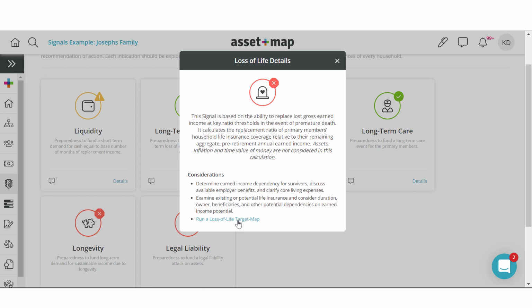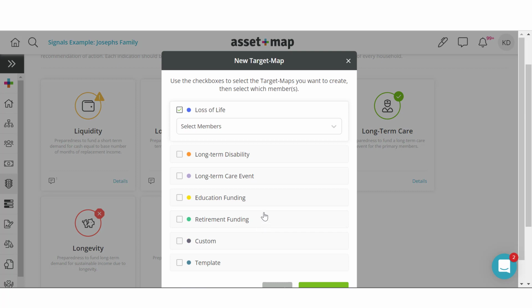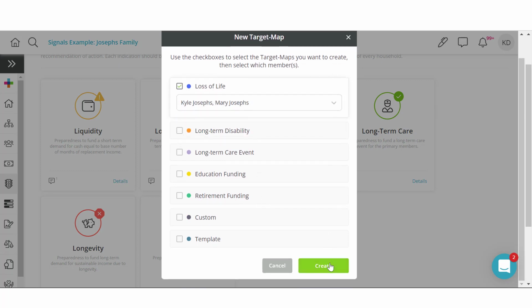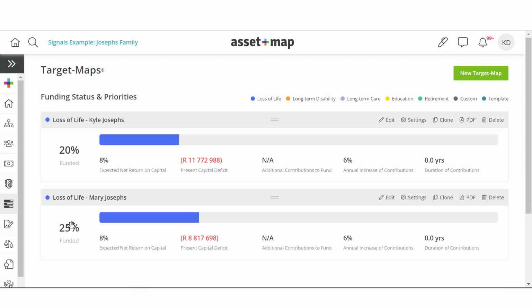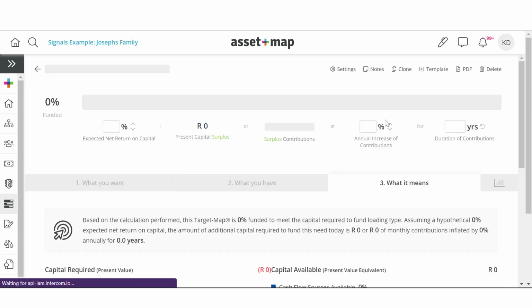In this case, I want to unpack why loss of life is red. I can select that, select Kyle and Mary, and create target maps for Kyle and Mary. We can see it's now showing me that in the event of Kyle's death, they are 20% funded, to ensure that they're okay. And Mary, it's 25% funded. But now I can go and unpack that a little bit.